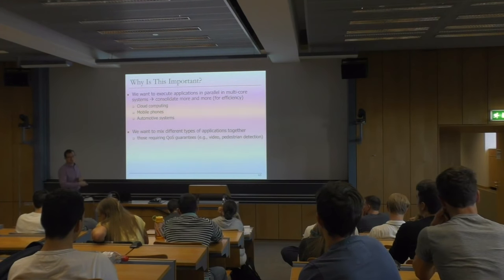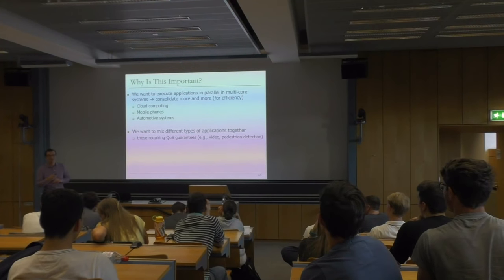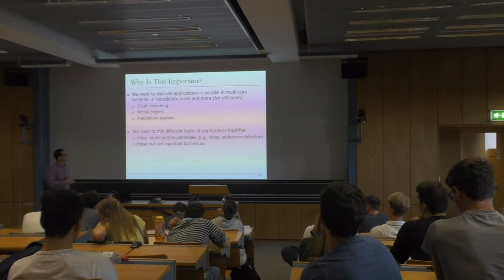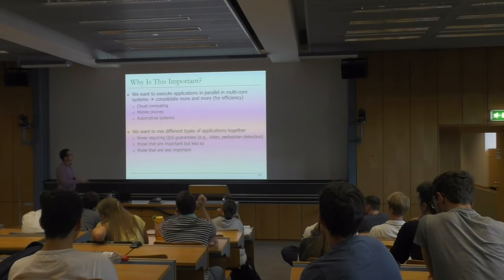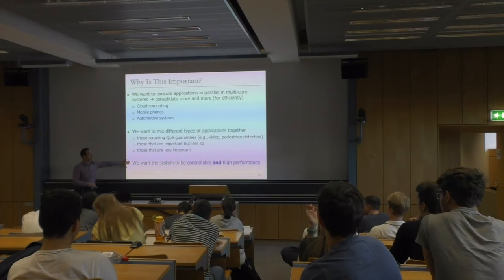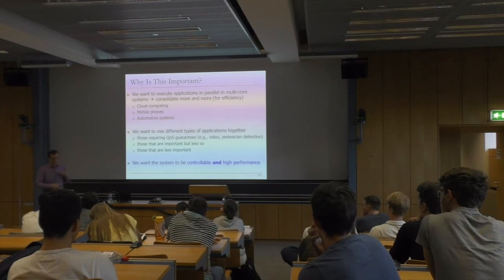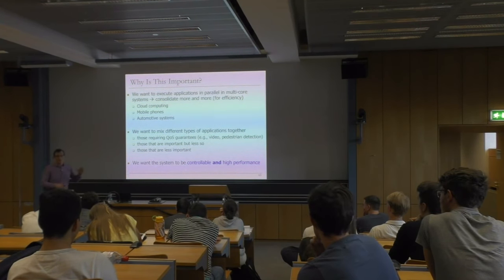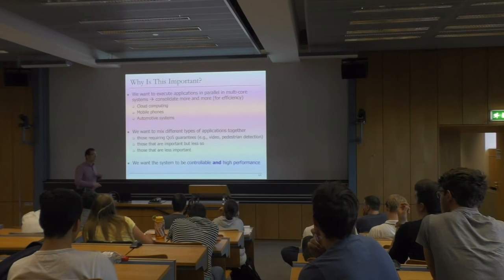An example could be this, right? You may want to detect pedestrians really easily and quickly. You don't want to make mistakes over there. But some other ones may not be as important, right? Your DVD player, who knows? And there may be other ones that are even less important, right? So basically, you want the system to be controllable and high performance. That's why you don't want these huge disparities and slowdowns. Slowdowns may be unavoidable as long as you can control them, right? We're going to talk about that also.